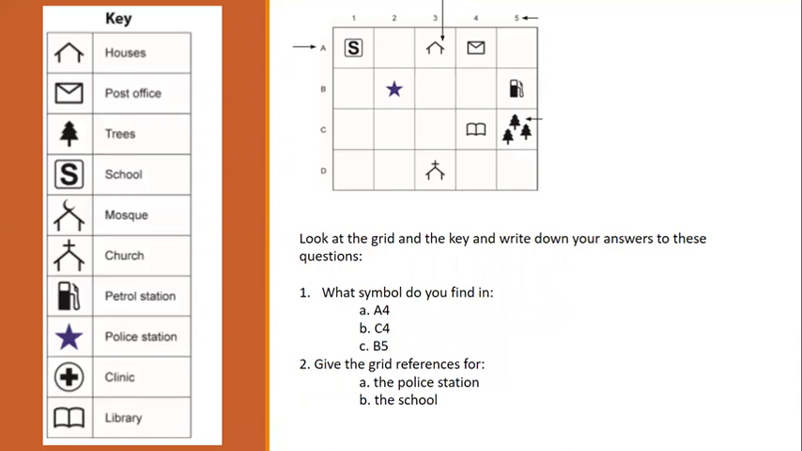What symbol do you find in A4? So you are going to look at your grid. We've got A, and then you count and you get to 4, and then you are going to see, okay, there's a white envelope on A4. What does this white envelope stand for? It stands for a, very good, a post office. Then you are going to fill in your answer for A. You will do the same for B, C, and then for number 2, you are going to give the grid references for the police station. Where do I find the police station? Is it C4, A5, or where? And where do I find the school?